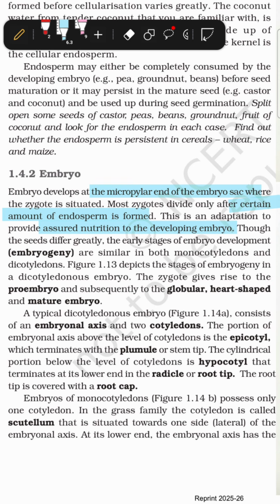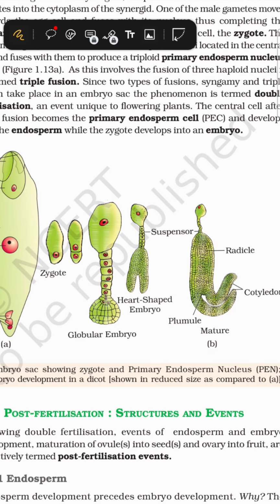Now, the development of embryo in monocot and dicot is similar in the initial stages. The zygote will give rise to pro-embryo, and subsequently it is going to develop into globular, heart-shaped and a mature embryo. Let's have a look.